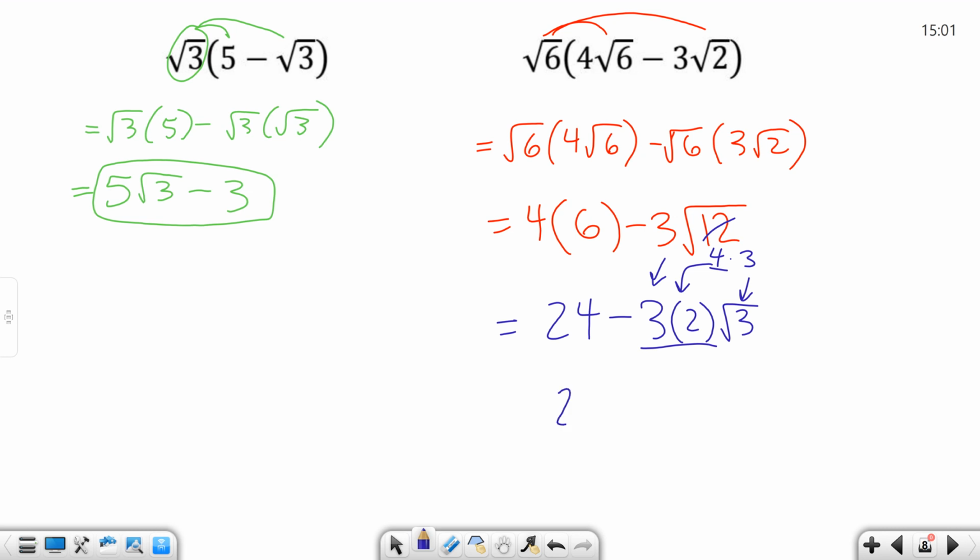So this is going to be 24 minus 6 square roots of 3, and I cannot do anything else with that. Those are not like terms. I can't simplify the square root term anymore, the radical term. So I am done with that one. All right. So this is the step.